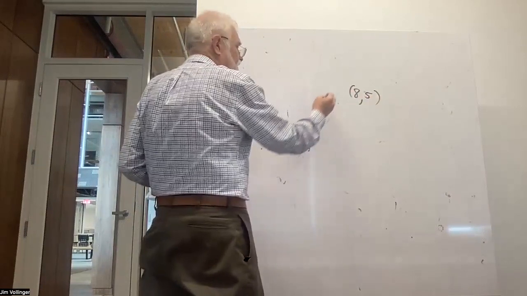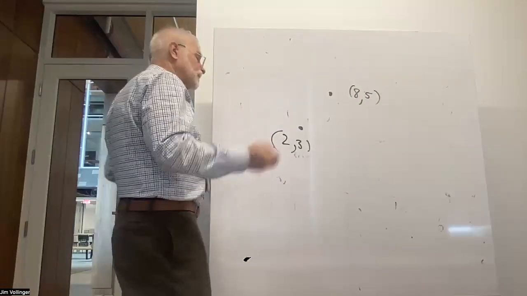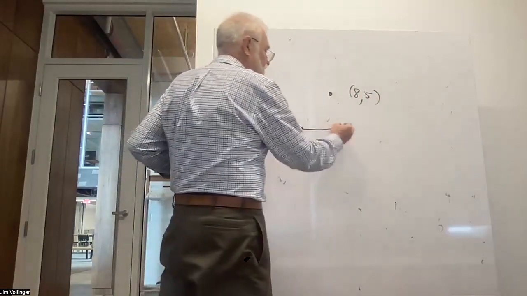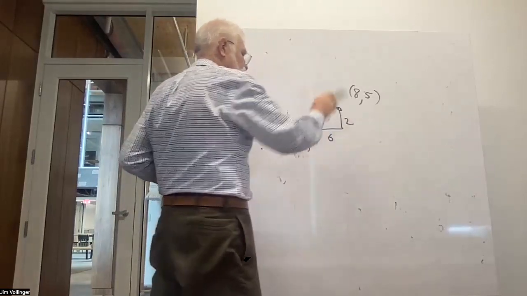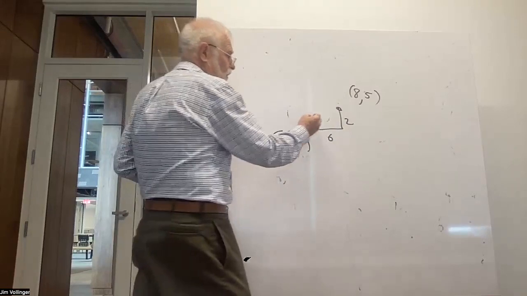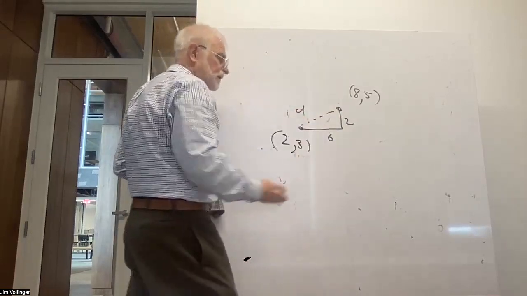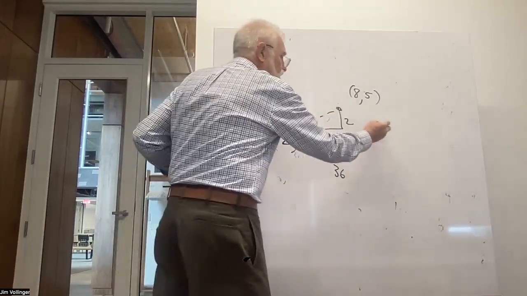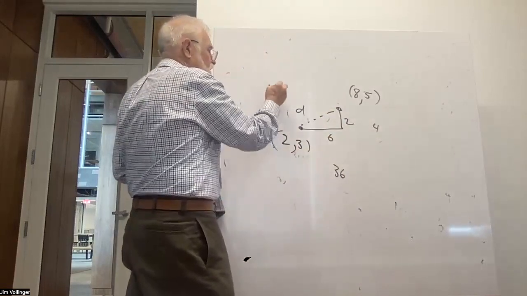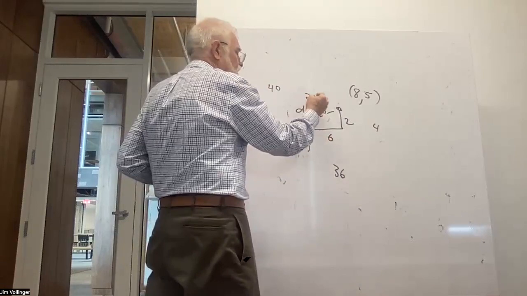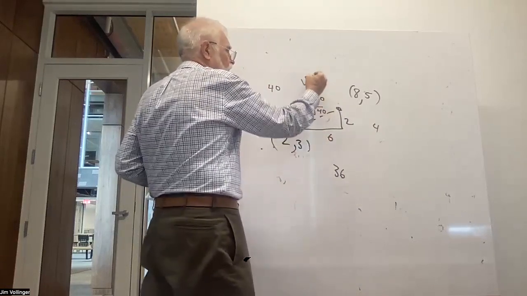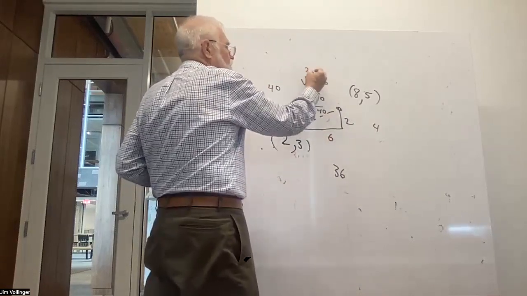Okay, dot to dot. Do you remember what to do? Over 6, up 2. I'll put it there so it looks a little bit more friendly. That distance, what is it? 36 units of area, 4, 40. So this is the square root of 40, which happens to be 2 root 10. Right? Square root of 40, square root of 4 times square root of 10, 2 root 10.